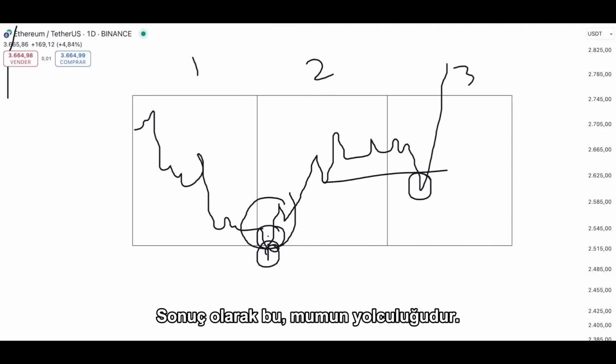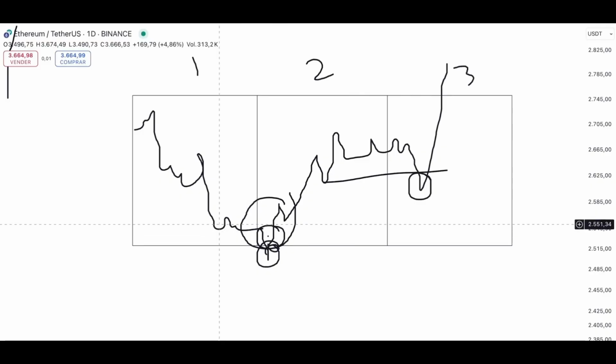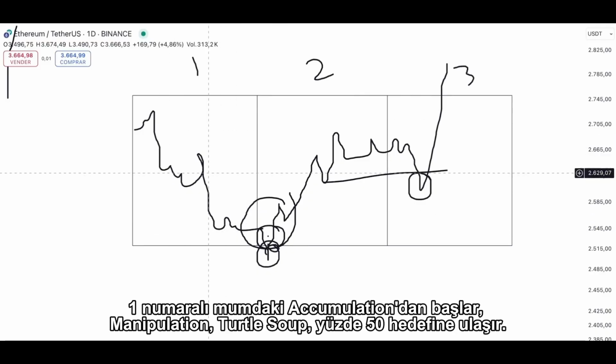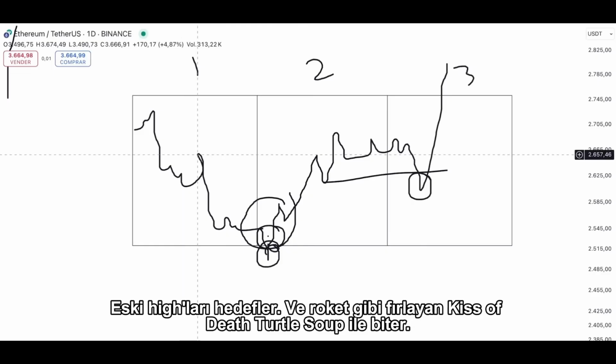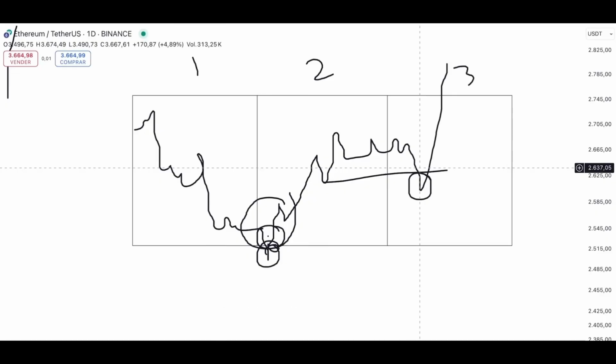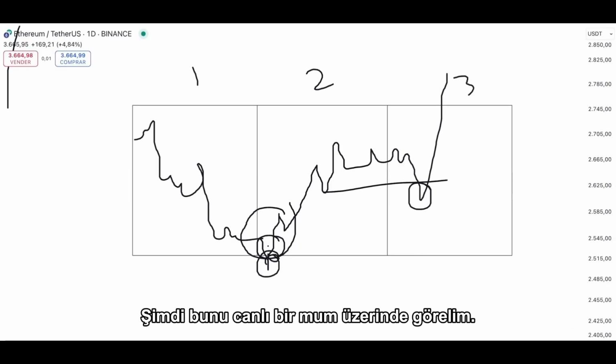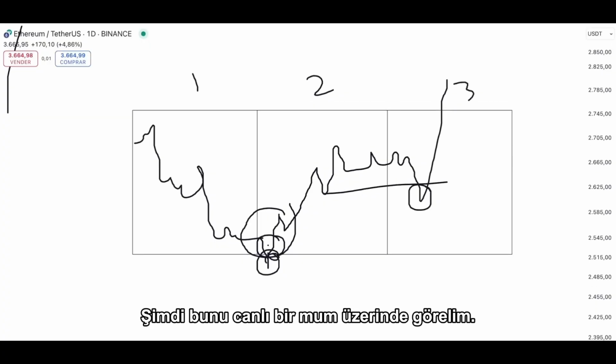Right? But anyway, that is the journey of the candle from candle number 1, accumulation, manipulation, turtle soup, target 50%, target old highs, and then the Kiss of Death Turtle Soup, a jet-fueled price model. Right? And let's see that in a candle.